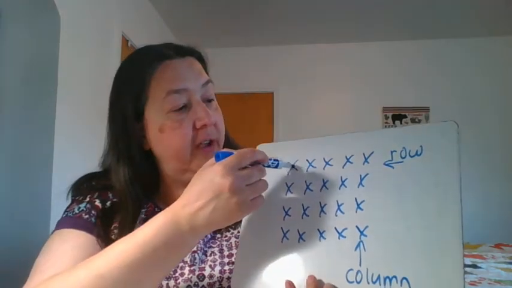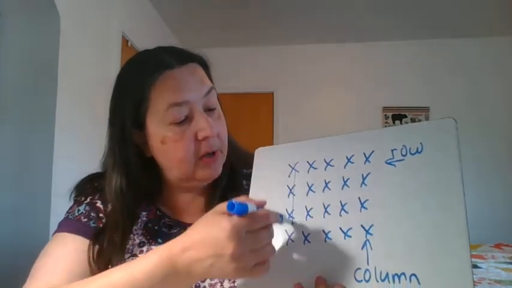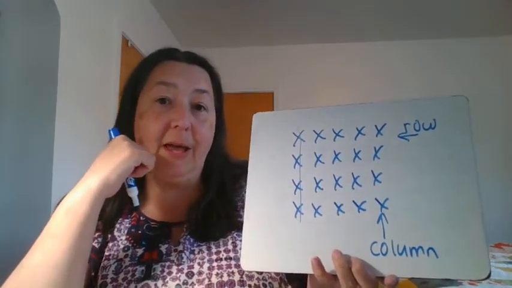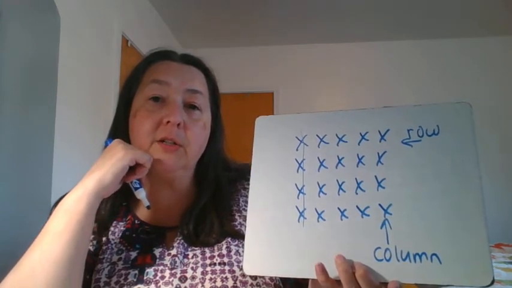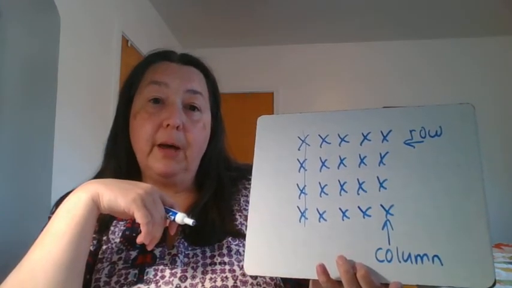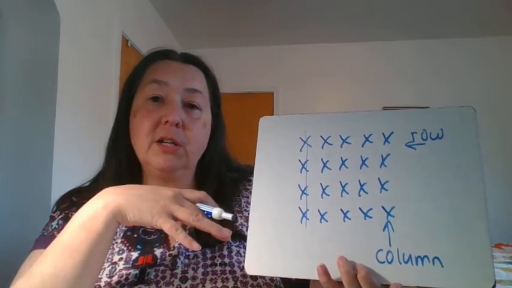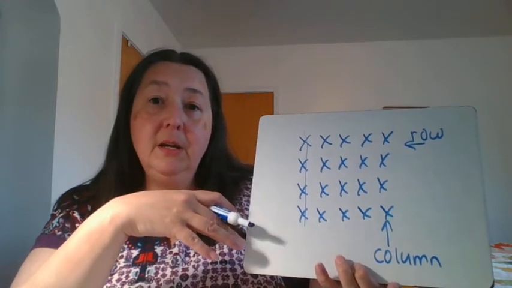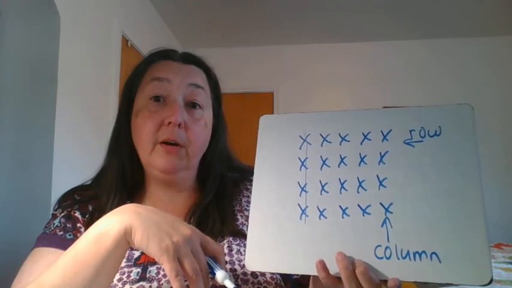So does each row have 5? 1, 2, 3, 4, 5. Each column going down this way has 1, 2, 3, 4. So your picture should look something like that. If it doesn't look like that, go ahead and pause the video and draw your array to look like that, please. It doesn't matter if there's circles or X's. I did X's today. Yesterday I did circles. It's your choice how you do it. But make sure it's nice and neat and not messy so you can actually see what you're drawing. If you need to stop the video now to fix that, you can.